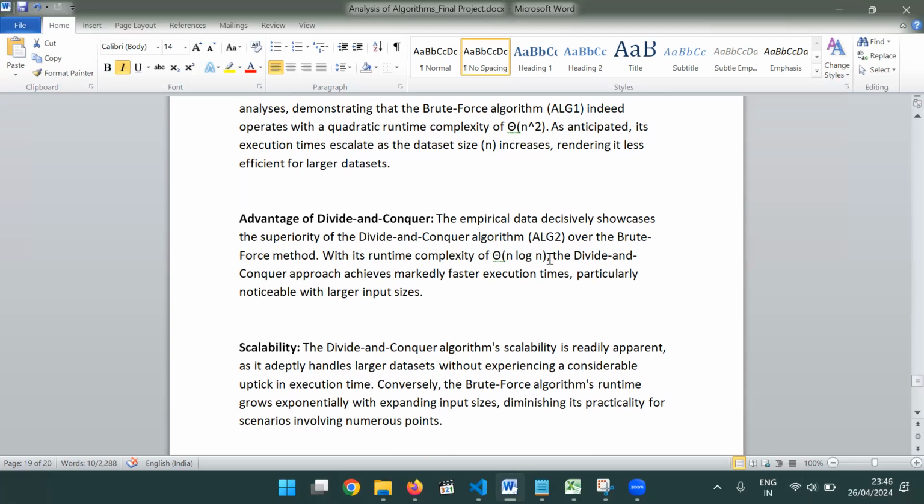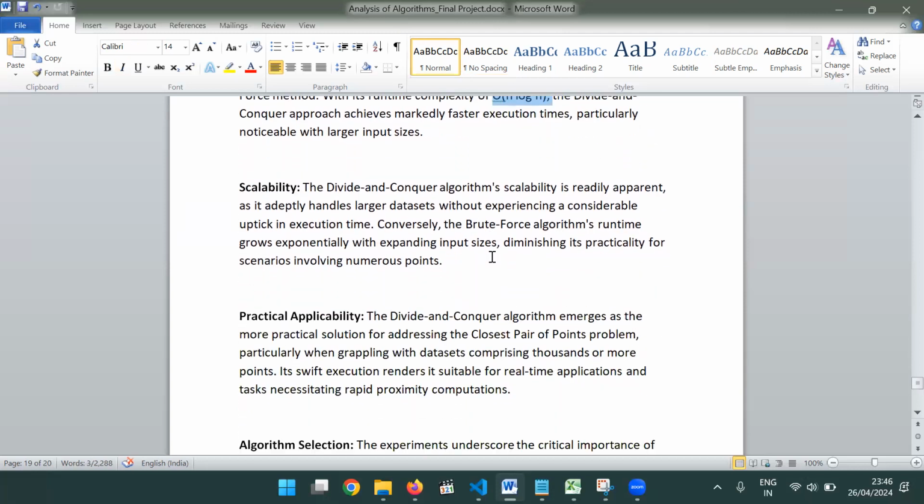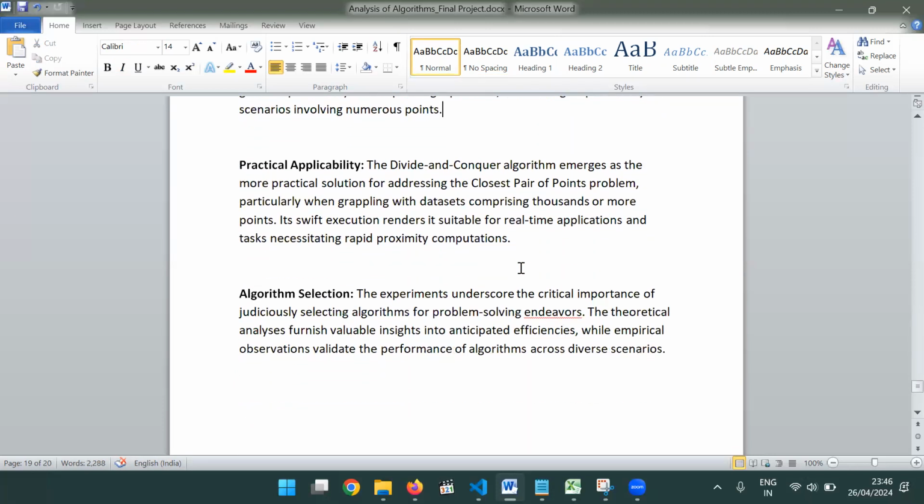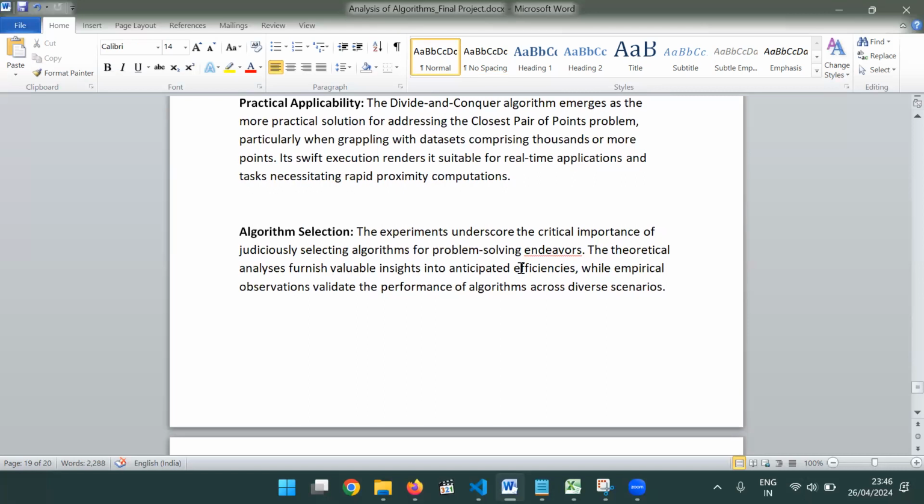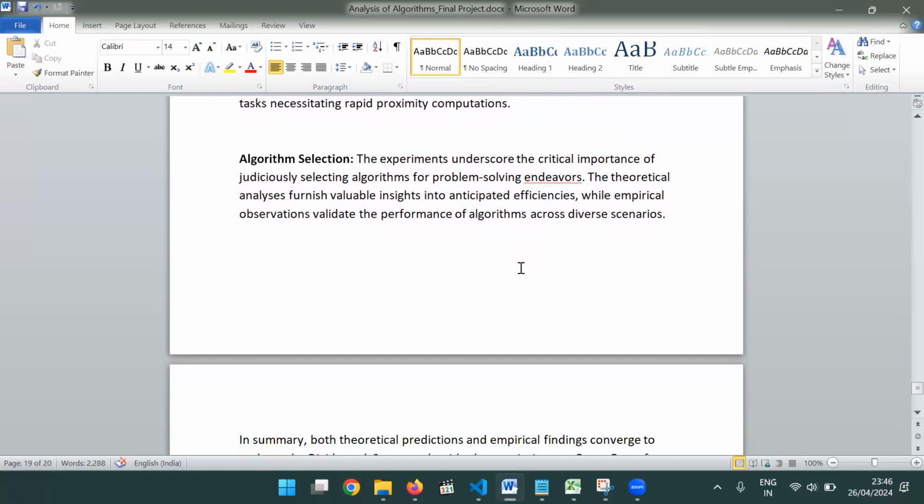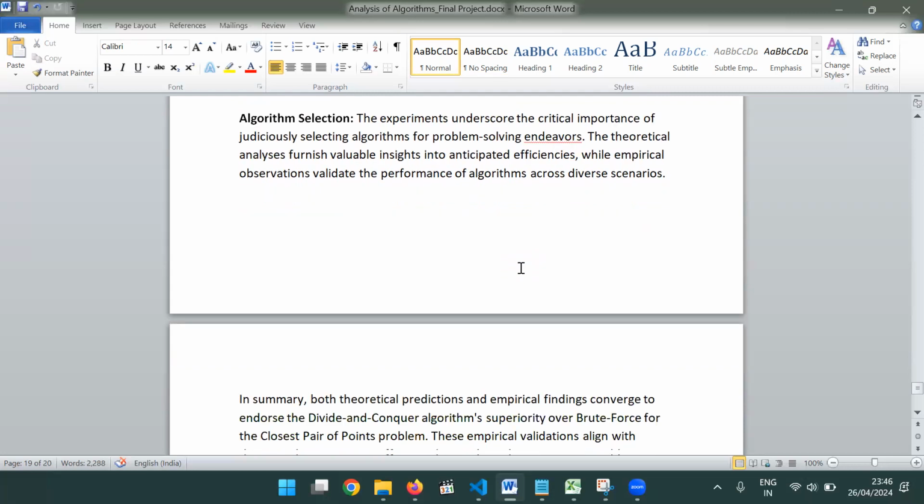We have already discussed the running complexity. We know that the divide and conquer scalability is readily apparent. We can say that it is suitable for larger data sets when compared to brute force. Brute force algorithm's runtime grows rapidly with expanding input sizes, and the experiments underscore the critical importance of judiciously selecting algorithms for problem-solving endeavors. The theoretical analysis furnishes valuable insights into anticipated efficiencies, while empirical observations validate the performance of the algorithms.